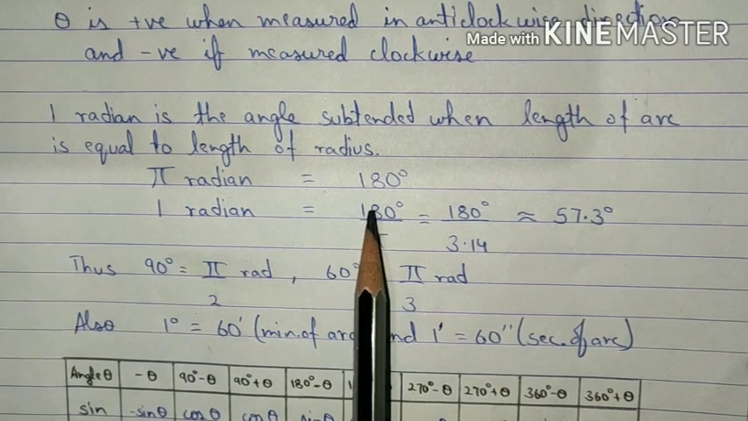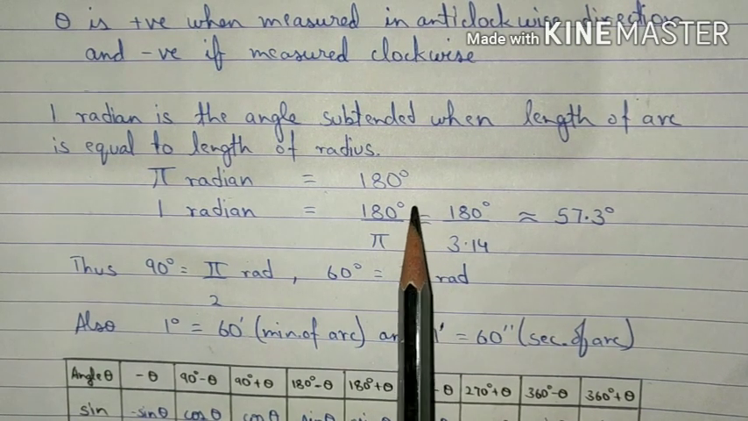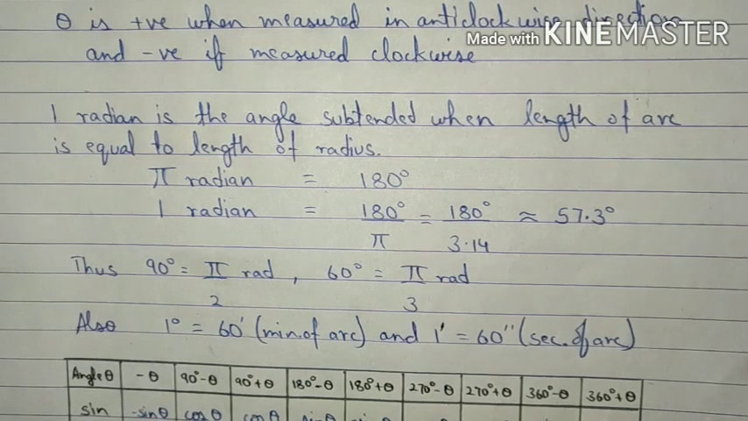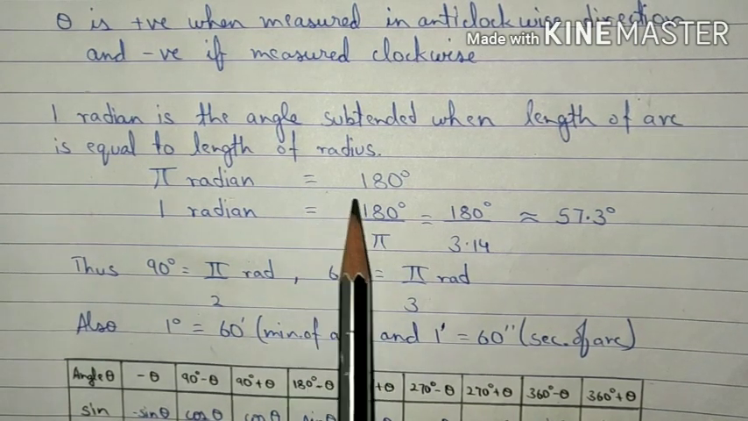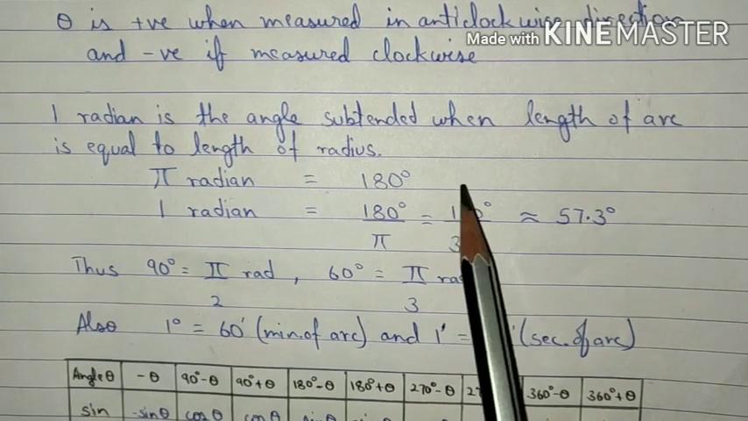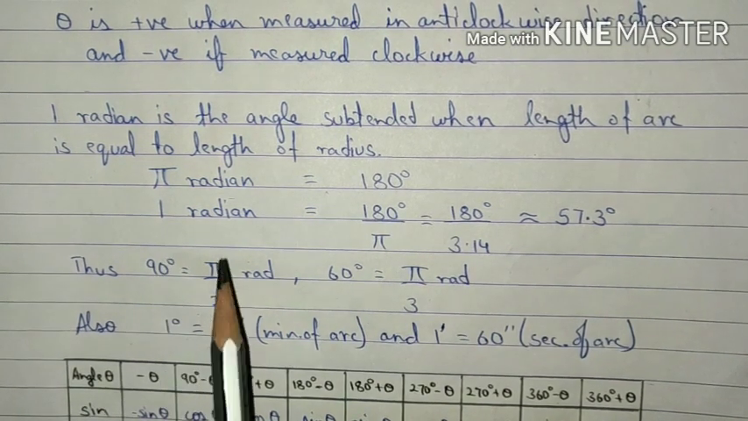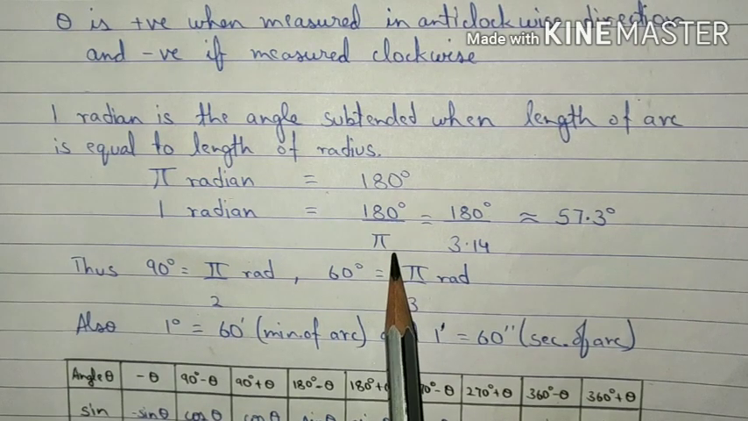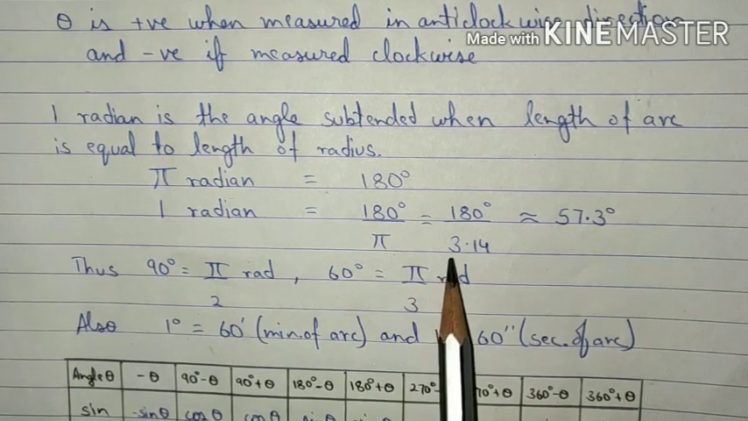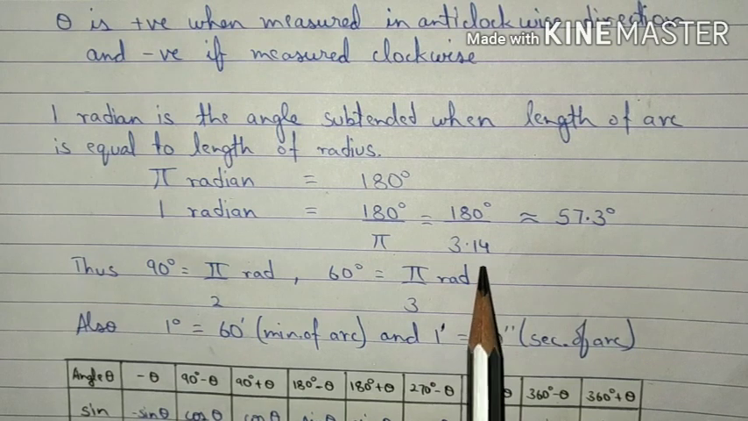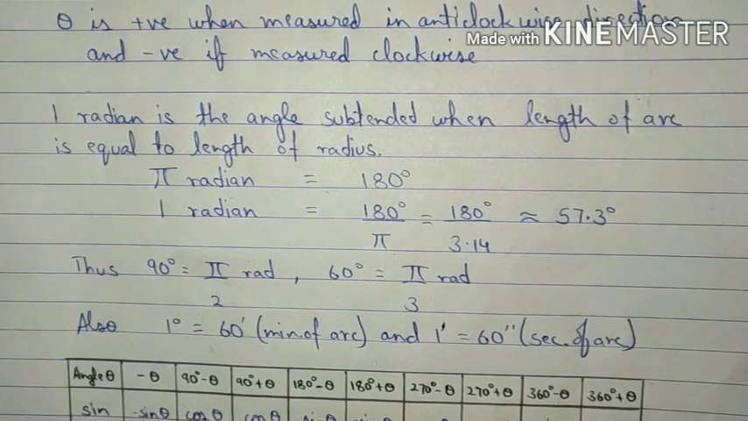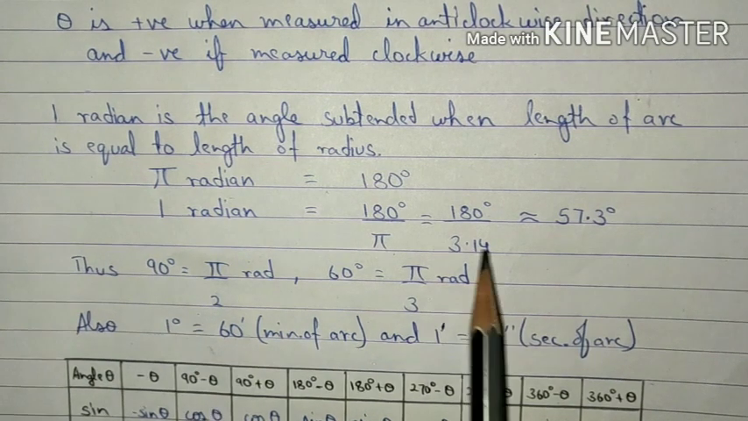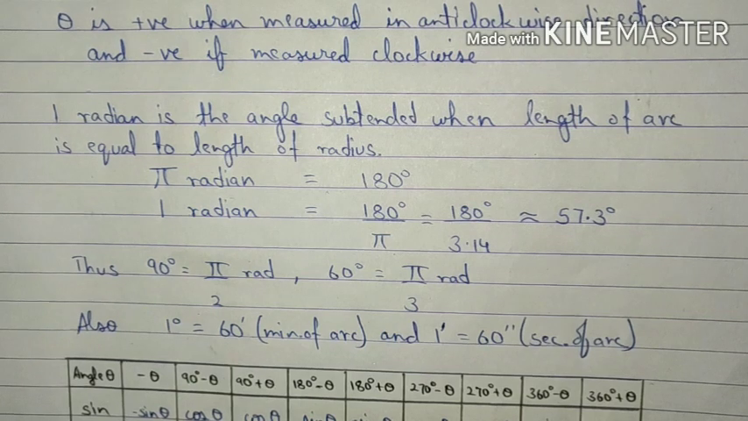Further, pi radian is equal to 180 degree. So, taking pi on the other side of equality sign, we have 1 radian is equal to 180 degree upon pi. Now you all know the value of pi is approximately 3.14. So taking the values, we get an approximate value of 57.3 degrees. So we can say that 1 radian will be approximately equal to 57.3 degrees.